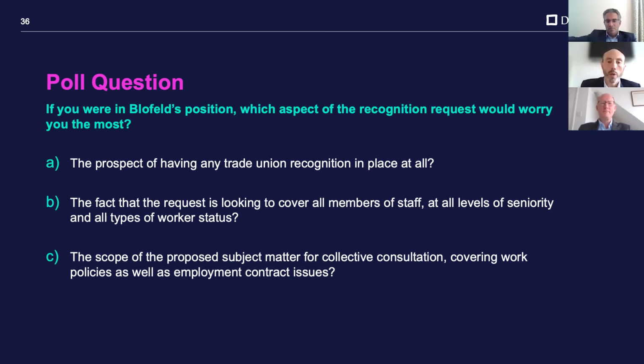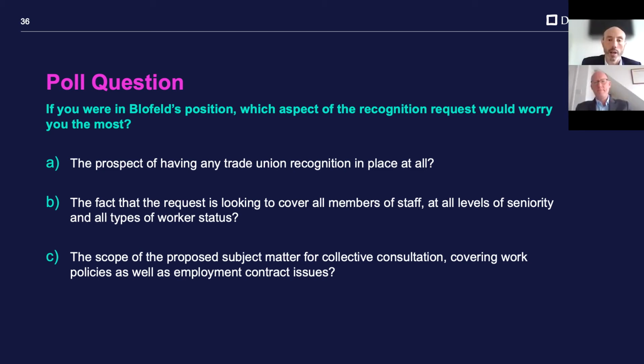But if you were in Blofeld's position and you've received a request from Work Without Bonds for recognition, which of these factors might worry you the most? Just pick one of these. So the first one, a very broad one, would the prospect of having any trade union recognition at all be top of your list of concerns? Or would it be the fact that the request is looking to cover all members of staff at all levels of seniority rather than a more specific group of employees? Would that be your main concern?